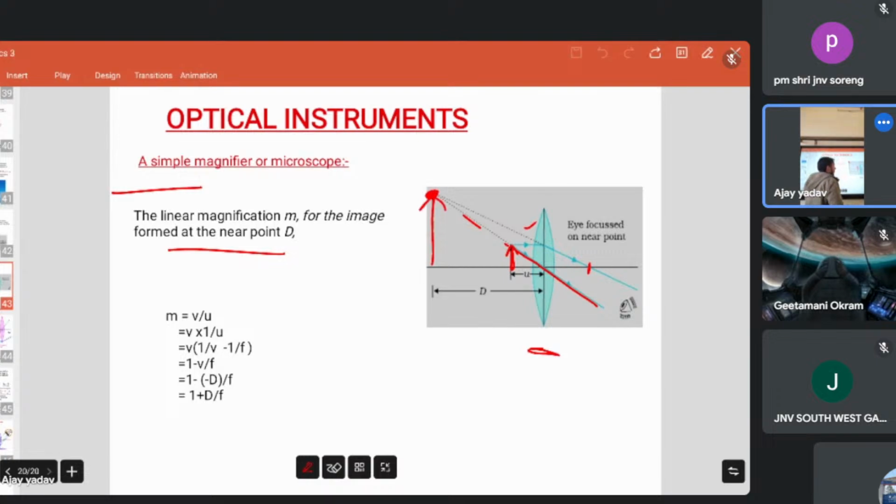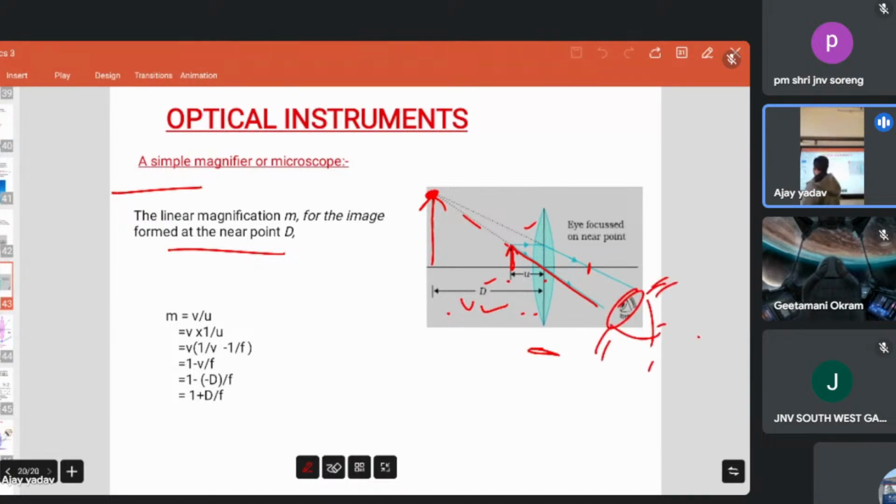This is the image. In case of a magnifying glass, it will form at the least distance of distinct vision, that is 25 centimeter for a normal eye. This distance is denoted by U, the object distance, and this image distance is denoted by D. What is D? D is the least distance. So we will see from here. If we see from here, then we will see the image.